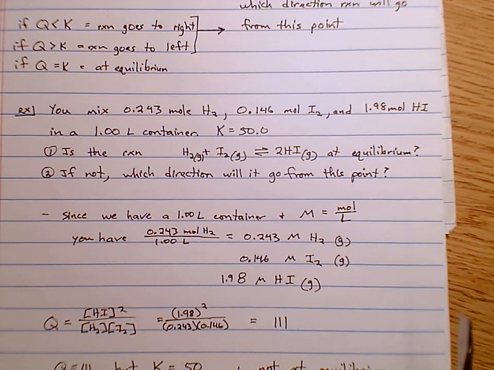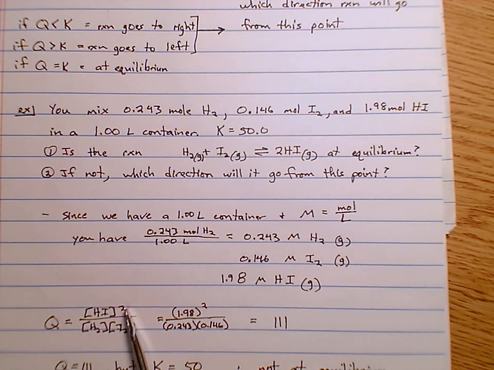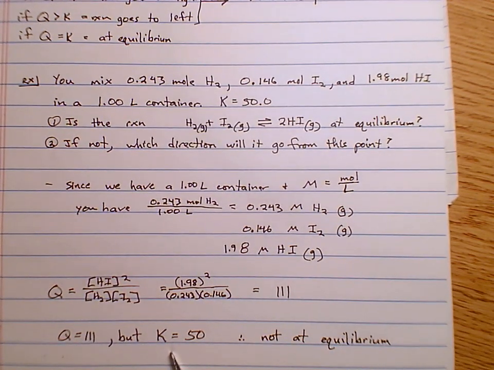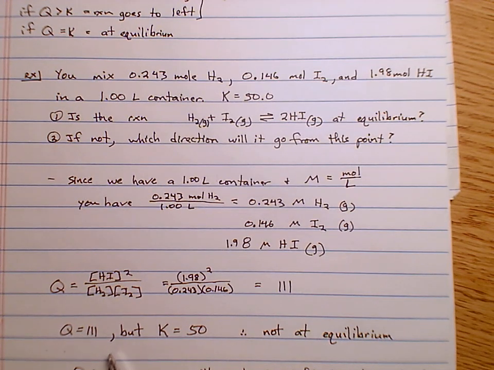We answer that by figuring out the reaction quotient. We do not know if we're at equilibrium, so we're doing the reaction quotient Q. Q equals concentration of HI squared over concentration of H2 times concentration of I2. 1.98 squared, make sure you square it, divided by these two values, and we find Q equals 111. However, although Q equals 111, our equilibrium constant is 50. These two numbers are not the same, so we're not at equilibrium.